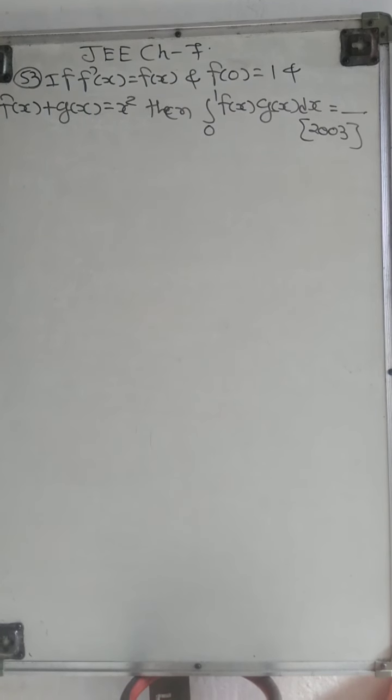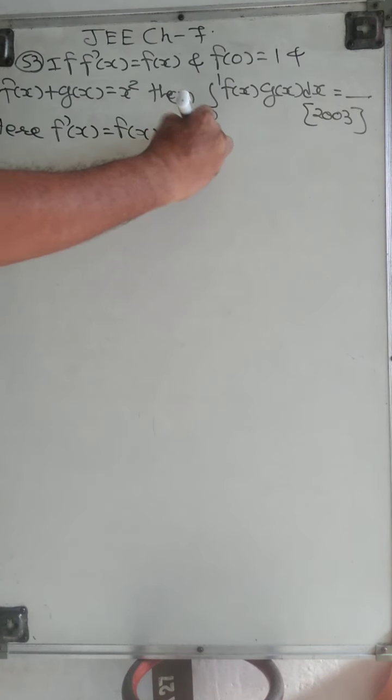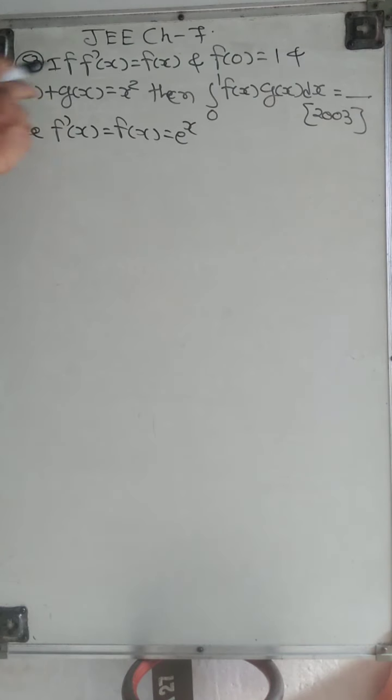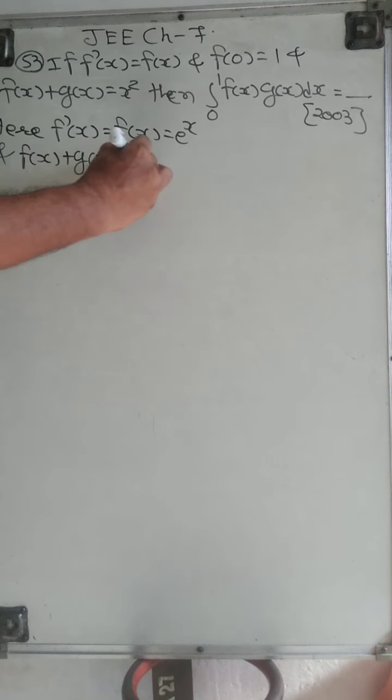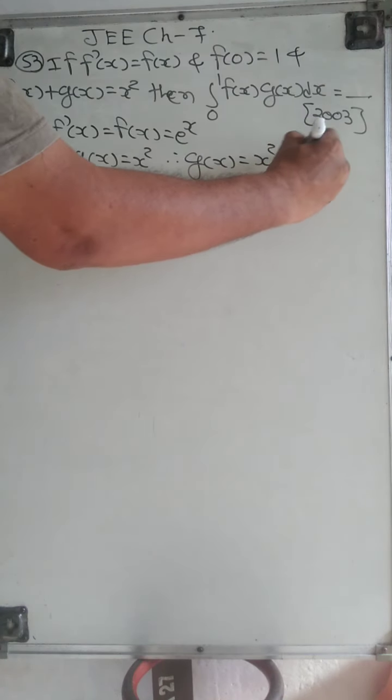Next, sum 53. If f dash x is equal to f(x) and f(0) equal to 1, f(x) plus g(x) is x square, then integration 0 to 1 f(x) g(x) dx equal to dash. This is 2003 JEE equation. So here f dash x equal to f(x), then it is e raised to x, right? And second thing, if this is e raised to x, here we put e raised to x, and f(x) plus g(x) is equal to x square. Therefore g(x) is equal to x square minus e raised to x.